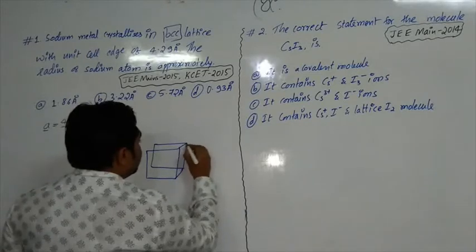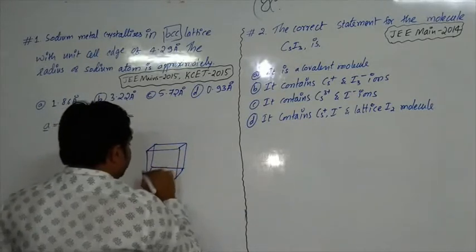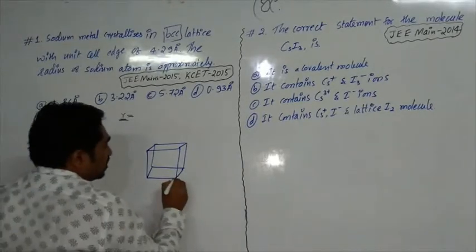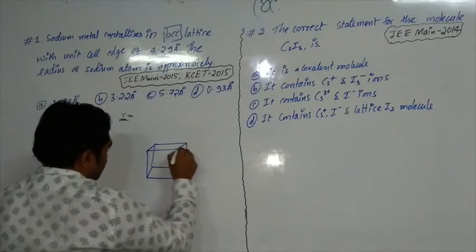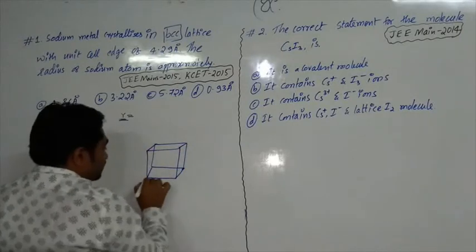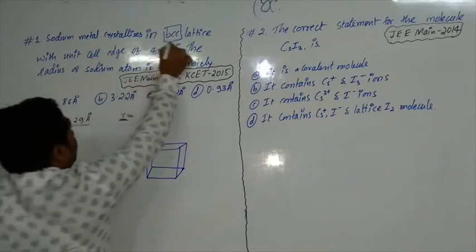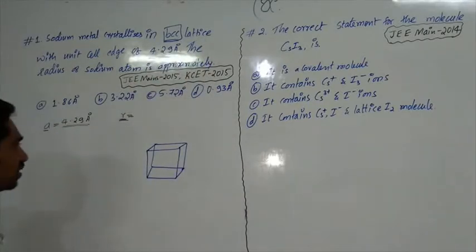So in body centered cubic unit cell, where are the atoms? The atoms or lattice points are present at all the corners, one particle at each corner. And also a particle is present at the center of the body. One particle is present at the center of the body.